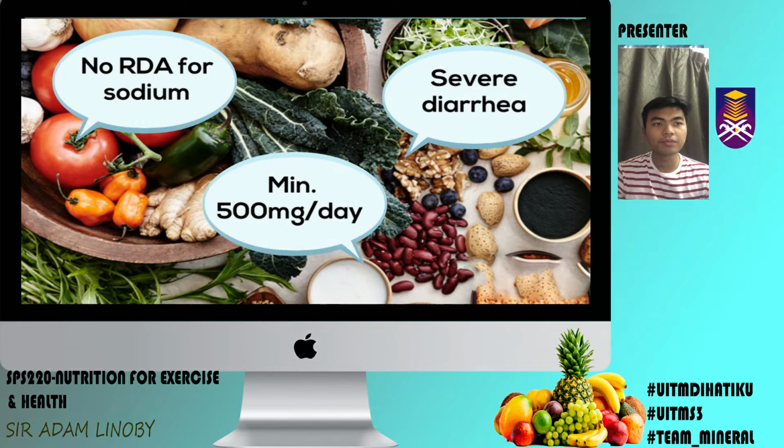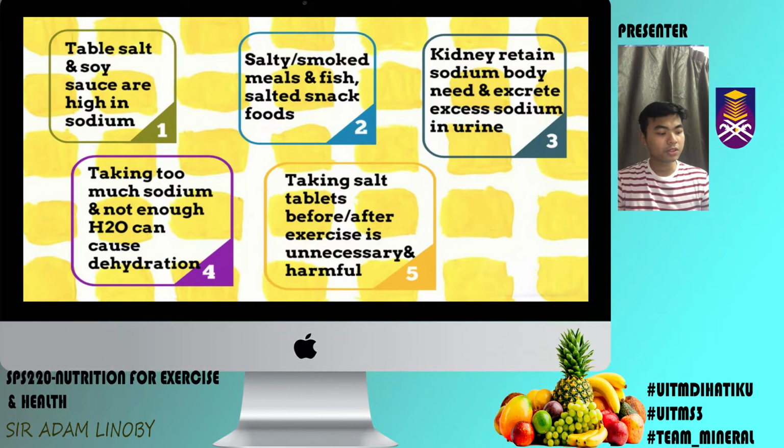With severe diarrhea, an oral electrolyte solution is the base source of sodium replacement. For the next slide, we can see where we can get sources of sodium. We can get it from table salt and soy sauce. Next, we can get it from salty or smoked meats and fish. The kidney will excrete the excess sodium in our urine.